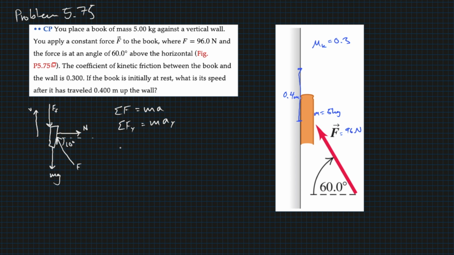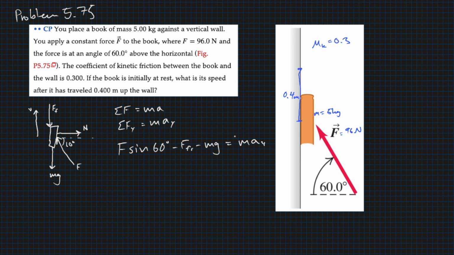I know that the force F is going upwards in the positive y direction, but only a piece of it. I want the vertical piece of this force, and so I'm going to have F sine of 60 degrees. I've got the force of friction going down, so it's minus the force of friction. And I've also got mg going down, so that's a minus mg. All that equals the mass of the book times acceleration in the y direction, just to be sure.